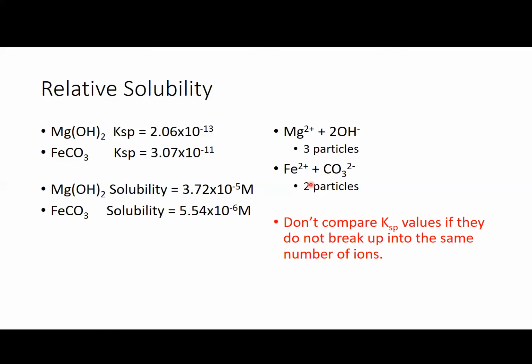So the moral of the story is we can't look at 2 different KSP values to determine what's more soluble, because if these don't break up into the same number of particles, it's not a good comparison. If this had 2 particles and this had 2 particles, then we could compare the 2. Since this has 3 and this has 2, we cannot compare the 2. We have to do a little bit of math to see which one's more soluble. Okay, so that's why it's there in red. Do not compare KSP values if they do not break up into the same number of ions.